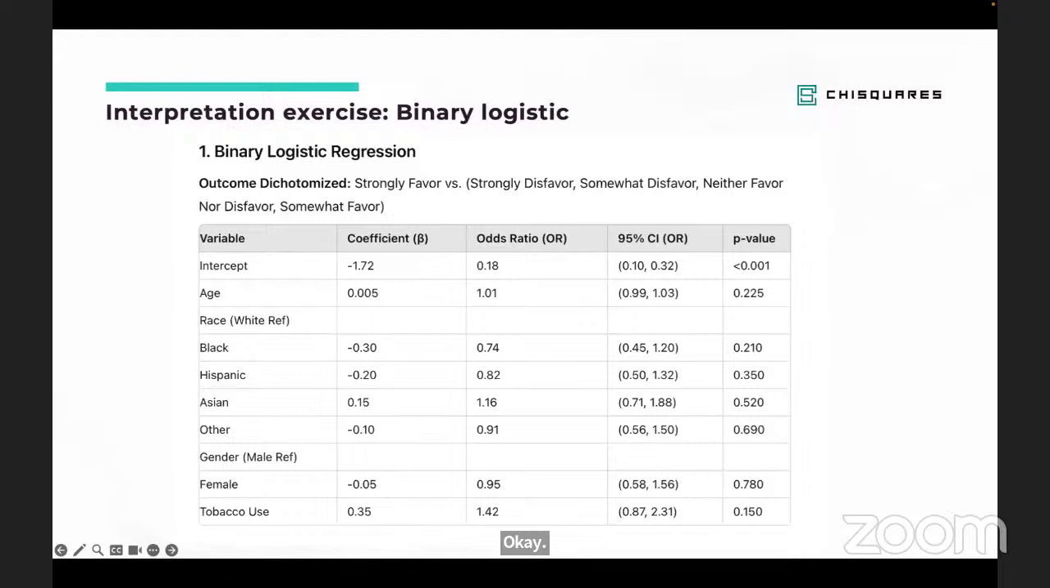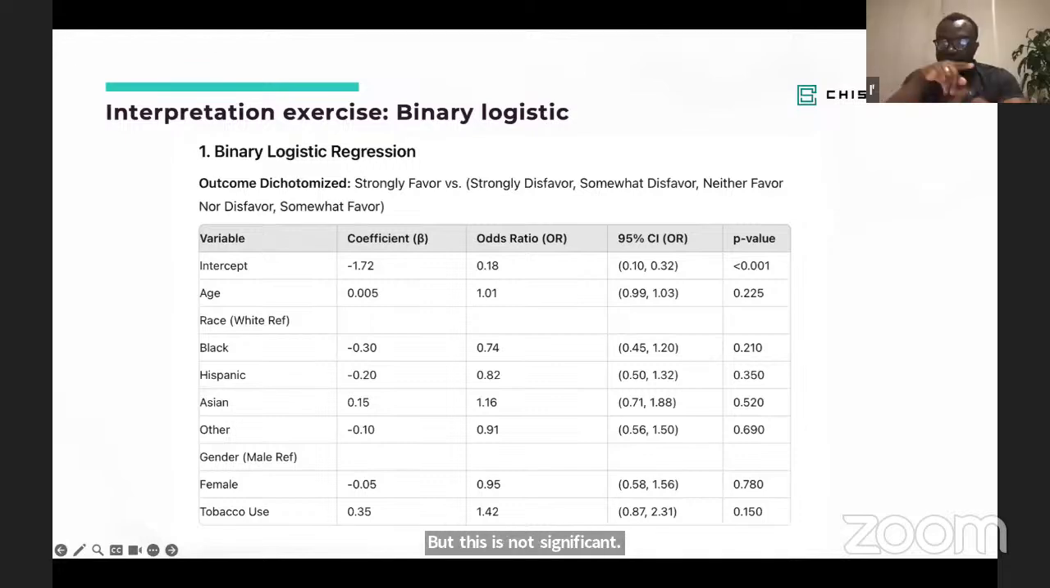All right. So I think increasing age is associated with 1% increased odds of being strongly in favor of a ban on smoking, like as in the type of smoke we are talking about, compared to not being in favor. But this is not significant.